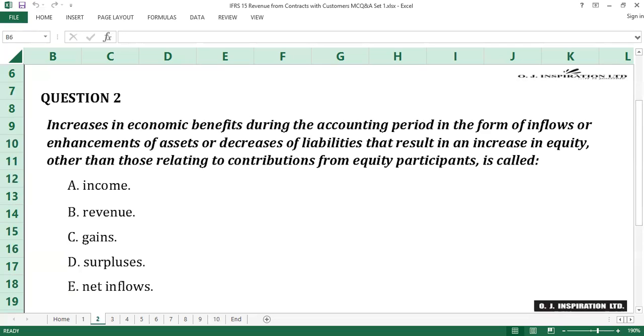Question number 2. The answer to question number 2 is A, income. IFRS 15 defines income as increases in economic benefits during the accounting period in the form of inflows or enhancement of assets or decreases of liabilities that result in an increase in equity other than those relating to contributions from equity participants. Revenue is an aspect of income, and it is defined as income arising in the course of an entity's ordinary activities. A is the answer to question number 2.